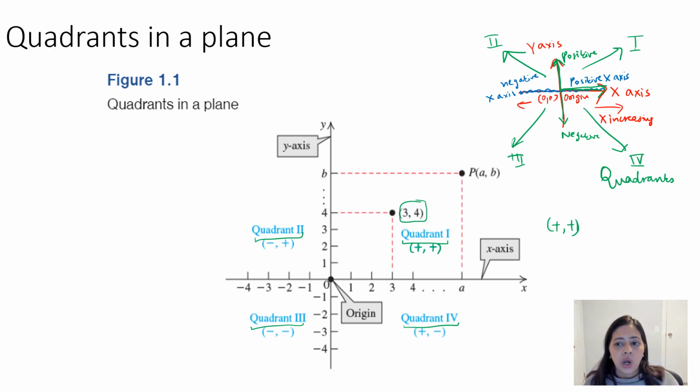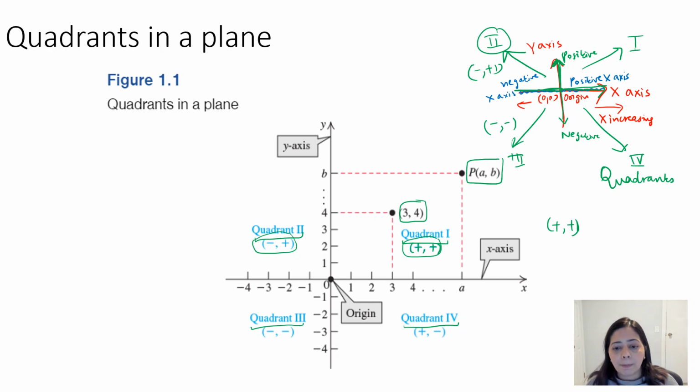In quadrant 2, which is here, x is negative but y is positive, so it's minus plus. In quadrant 3, both are negative: x is negative and y is negative. And in quadrant 4, we have x positive but y negative, because this is where it is formed. So that's the specification of these, and why they are labeled like this. You don't need to memorize this, but you will automatically remember it once you are playing with numbers or points in a plane.